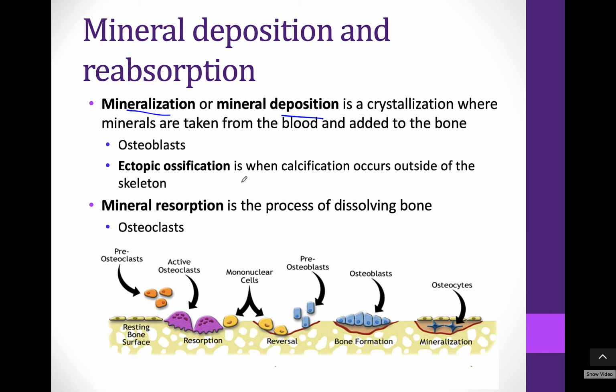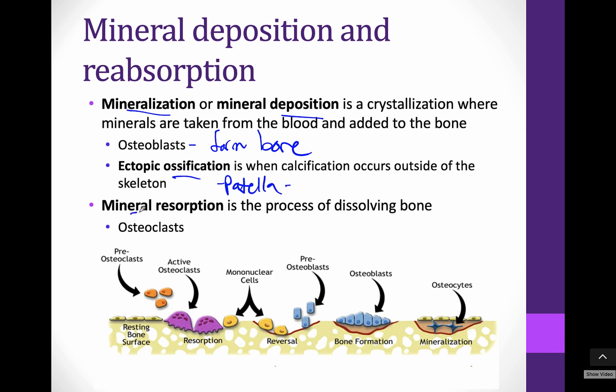Mineralization or deposition is the work of osteoblasts. This is how we form bone. Ossification can sometimes happen outside of the skeleton. So sometimes this can happen inside of a membrane. One example of an ectopic ossification that you have is the patella, so your kneecap.